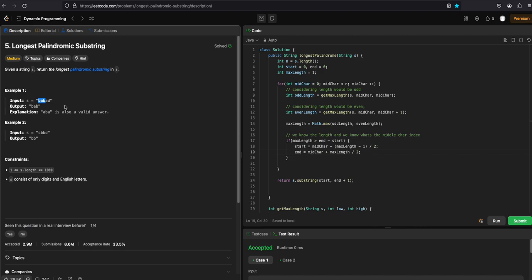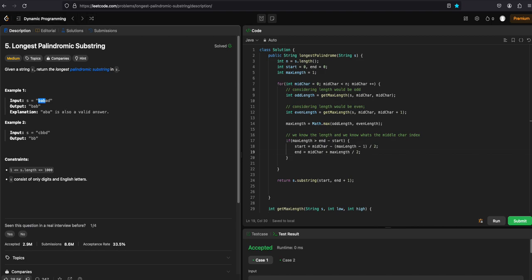What is the time and space complexity for this? We are generating each possible substring, which is n square, and for each generated substring, we are checking if it's a palindrome or not, which is linear time again. So the total time complexity of this algorithm is O of n cube. And space complexity, we are not using any space, so space complexity is constant.